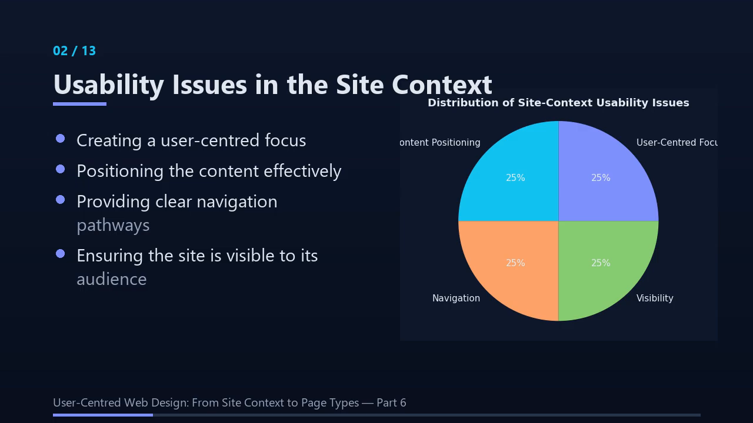Each of these challenges can be broken down into concrete actions, but they also interact. For example, poor navigation can undermine even the best crafted content. Understanding these issues early helps teams allocate resources wisely and avoid costly redesigns later on. In the next sections we will unpack each of these challenges, starting with the core principle of a user-centered focus.